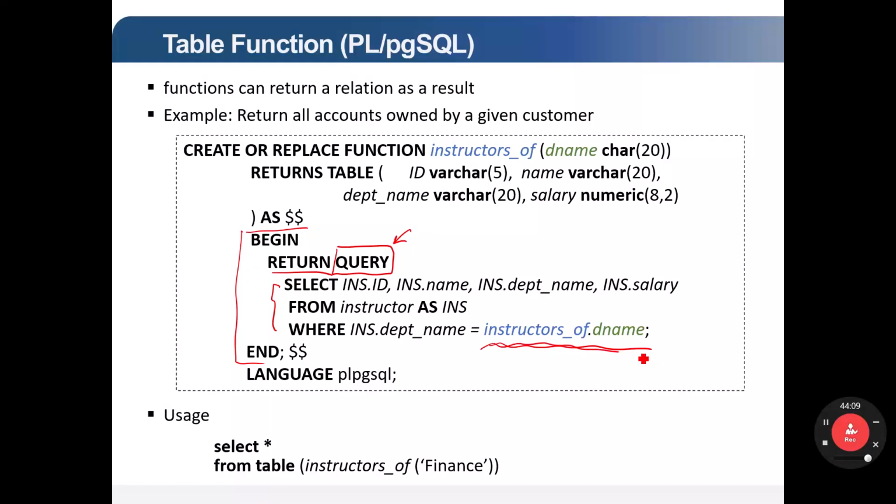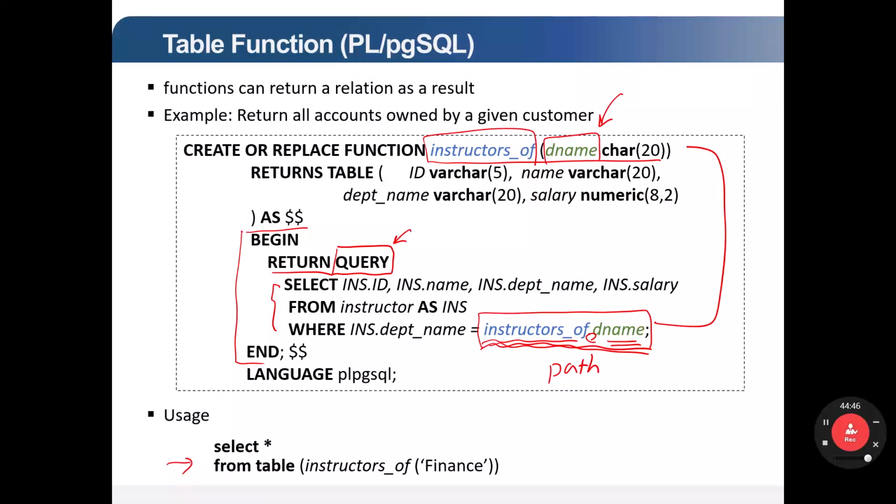What is this? Oh, here we don't have a declare section. And this instructors of dname, where do we have this? Right here. Instructors of is the function name, and dname is the parameter name. And we use this path expression using the dot operator. So function name dot parameter name will be replaced by the actual value passed to this function.